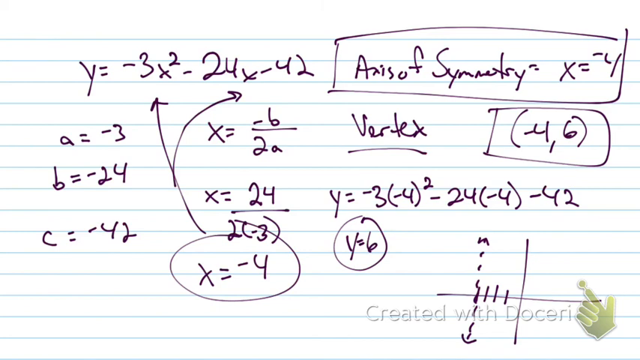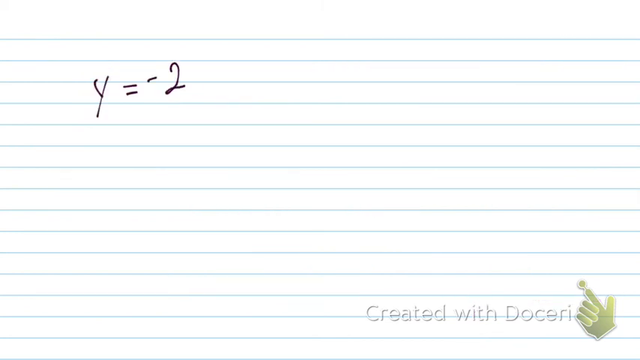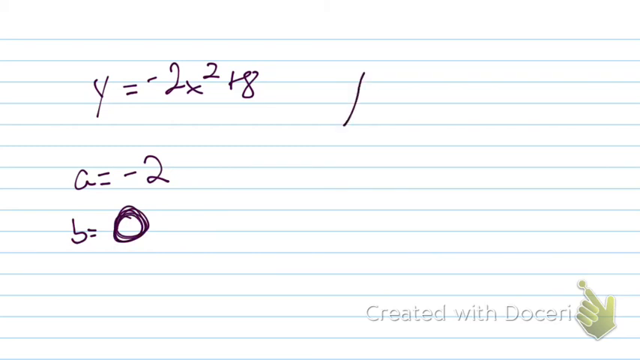The only thing I want to point out, number 9 is y equals negative 2x squared plus 8. So help me out. What's my a value? What's my b value? I'm hearing conflicting answers. It's 0. Look what term's missing: the b. So c is 8.